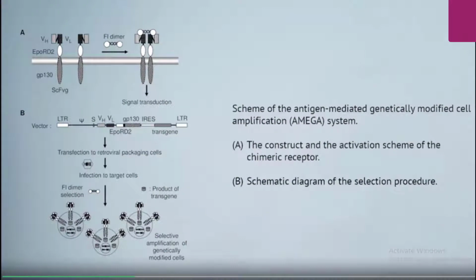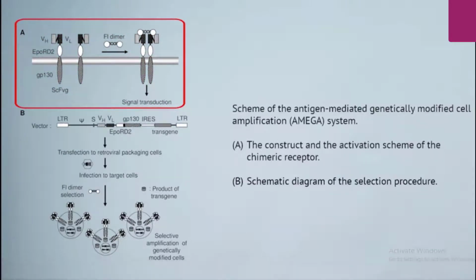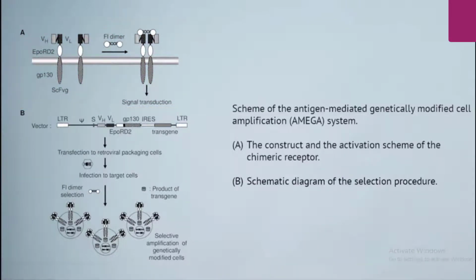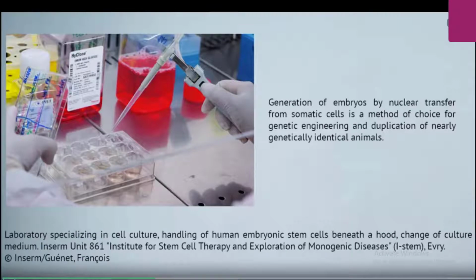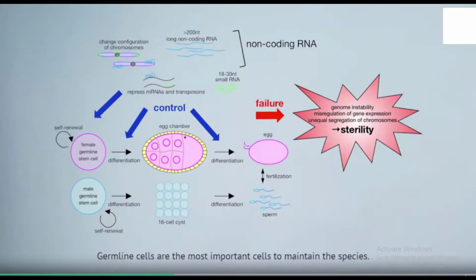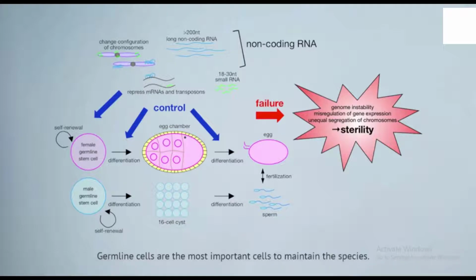The last 2 methods have the advantage of allowing cells containing the modification of interest to be selected prior to undertaking the expensive and lengthy process of generating animals. Usable embryonic stem cells are not available for all species of interest. However, generation of embryos by nuclear transfer from somatic cells is a method of choice for genetic duplication of genetically identical animals. 2 basic approaches presently used for inserting genes into vertebrate germline cells: transfection and infection with retrovirus vectors.